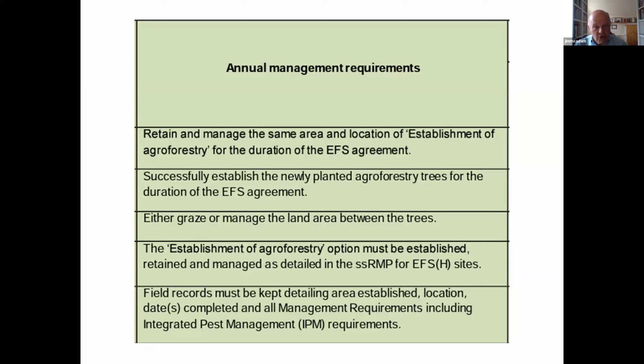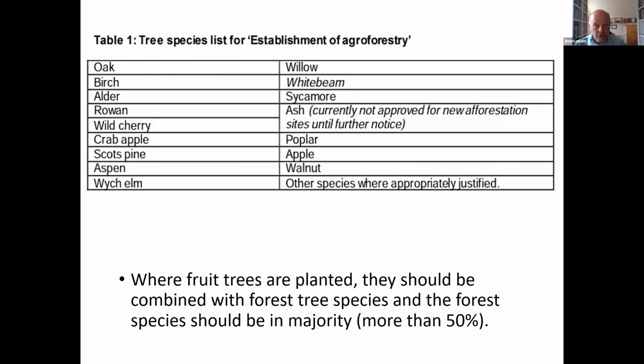You can either graze or manage the land between the trees. That allows for cropping, any form of agriculture within the trees. And then there's other requirements, keeping field records and stuff like that. The main point is the land is obviously farmland, classified as farmland, and you can basically farm it in whatever system you want. The tree species list, native trees are not specified in this.